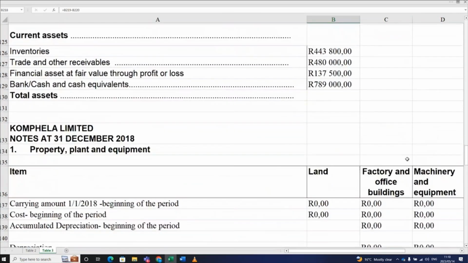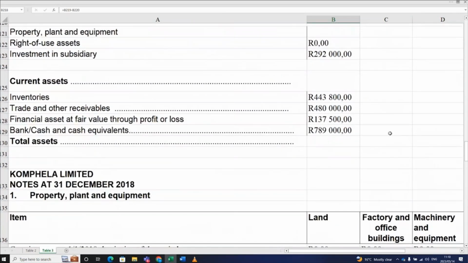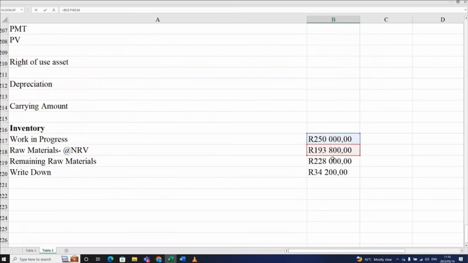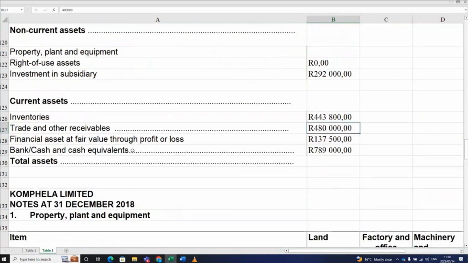Then, okay, I just put a formula in there already, but it's essentially adding the work in process and the raw materials to give you an inventory value in the statement of financial position. Okay, so now we're done with the current assets. Done quickly. Now we can focus on some of the more difficult stuff.